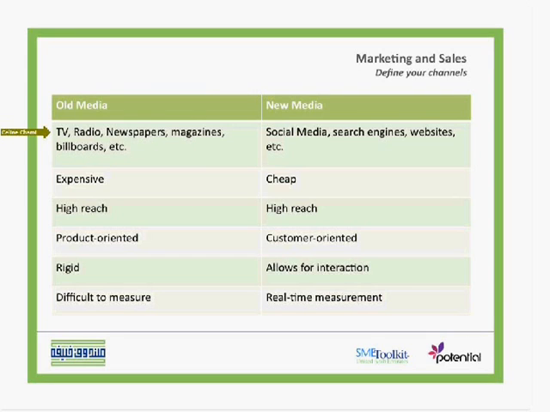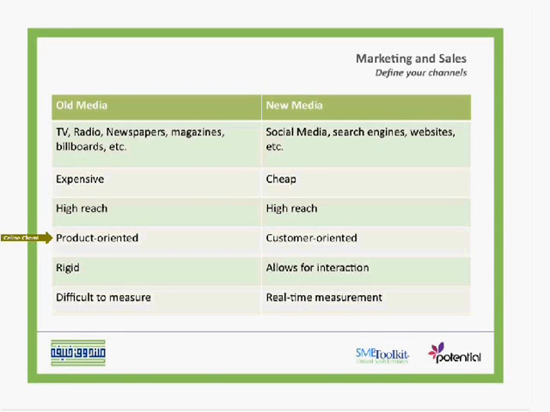The old media is still expensive, whereas the new media is quite cheap, especially compared to the old media. The old media has a high reach. Actually, both of them have a high reach. Now, the major difference is that old media is product oriented, whereas new media is customer oriented. When I say product oriented, I mean that when you display a product on a billboard, on the radio, or on TV, people do not have the possibility to interact directly with that product or with you through that product.